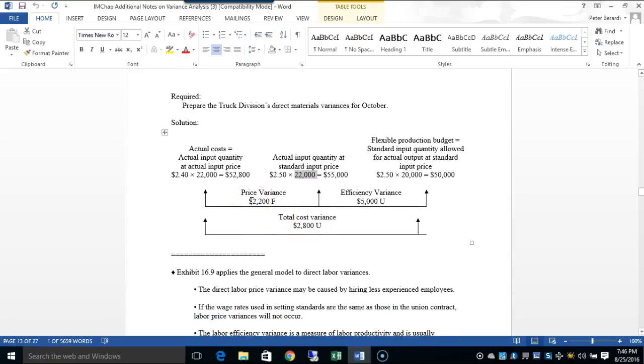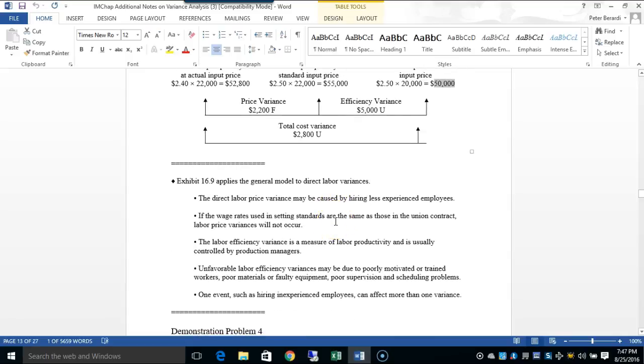So a $2,200 favorable variance plus a negative efficiency variance gives us an overall total cost variance unfavorable of $2,800. To prove that, just simply take the actual on the left column, compare it to the cost on the flexible budget. The difference is exactly $2,800.